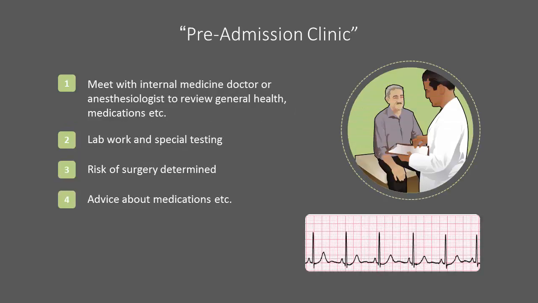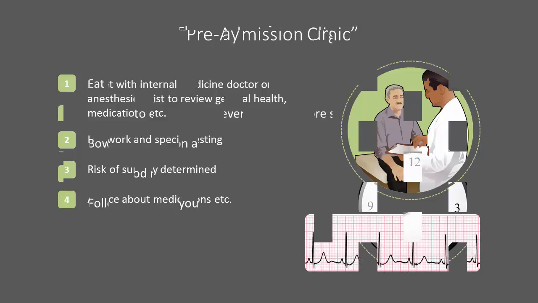Many centers will utilize a special outpatient clinic called a pre-admission clinic. This may go by different names at different sites. At this visit, you will likely see an internal medicine doctor or internist and an anesthesiologist who will perform a medical interview and a physical examination. Lab work and special testing, such as an electrocardiogram or other heart testing, may be ordered, and your specific risk for surgery will be determined. You will be advised further about how to prepare for surgery, including which medications to continue.